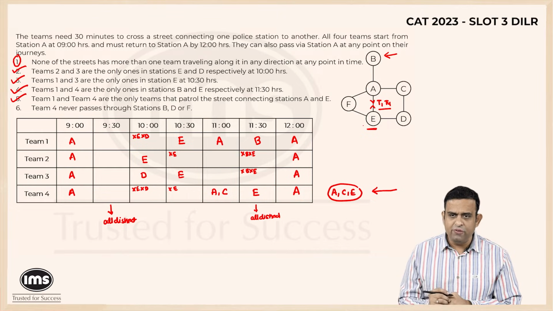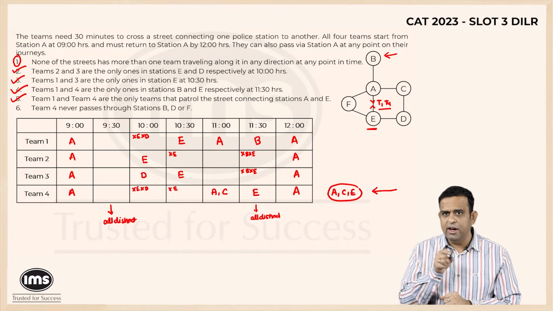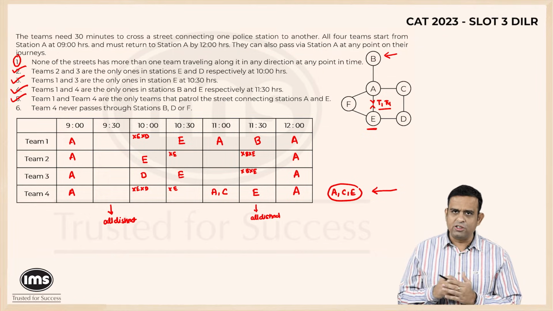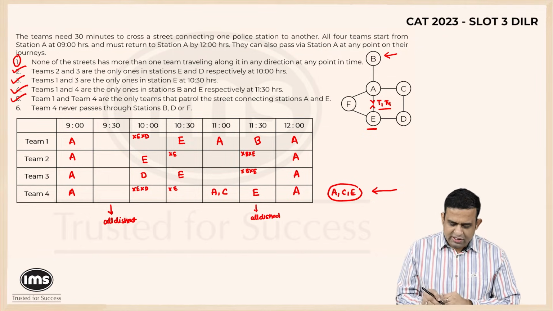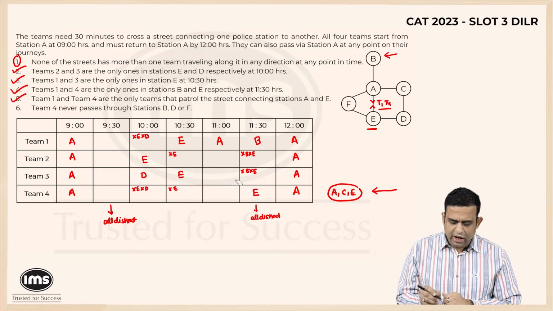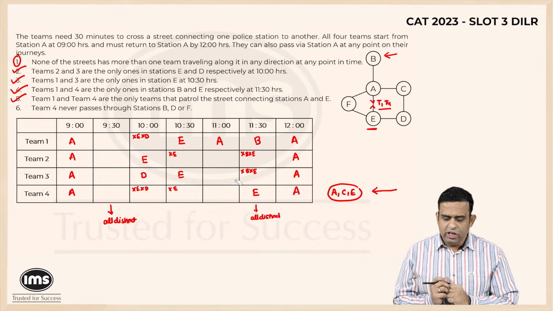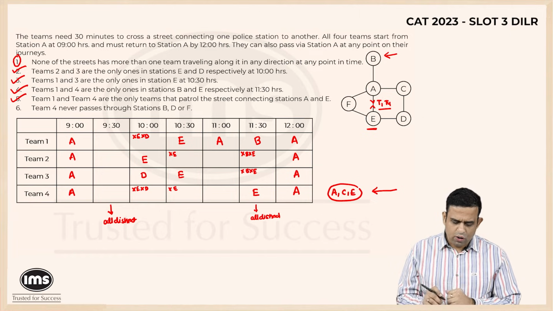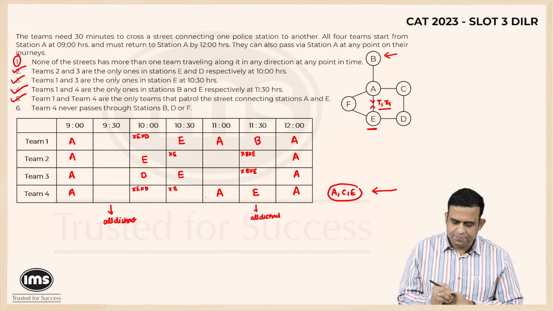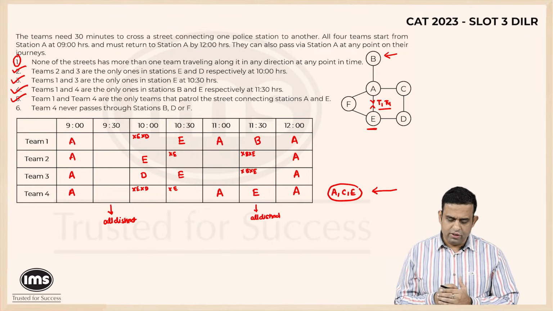So from C to E, if I have to go from C to D and D to E, which will take 1 hour, or C to A or A to E, that is also going to take 1 hour. So if I say that team number 4 at 11:30 was at E, the only possibility would be that at 11 o'clock team number 4 should be at A. That is going to be very, very important.